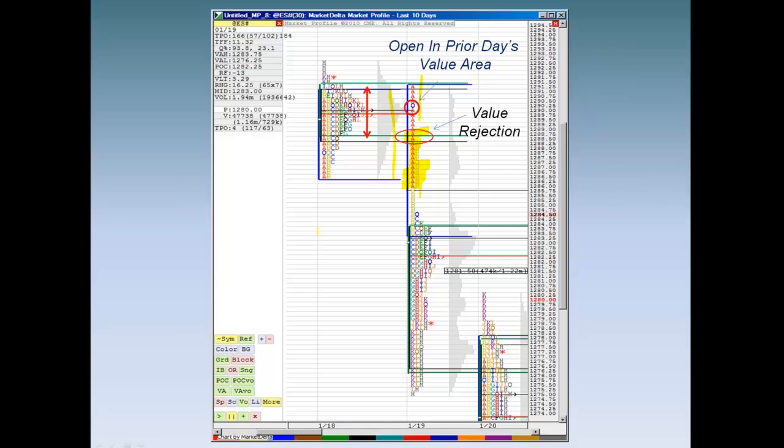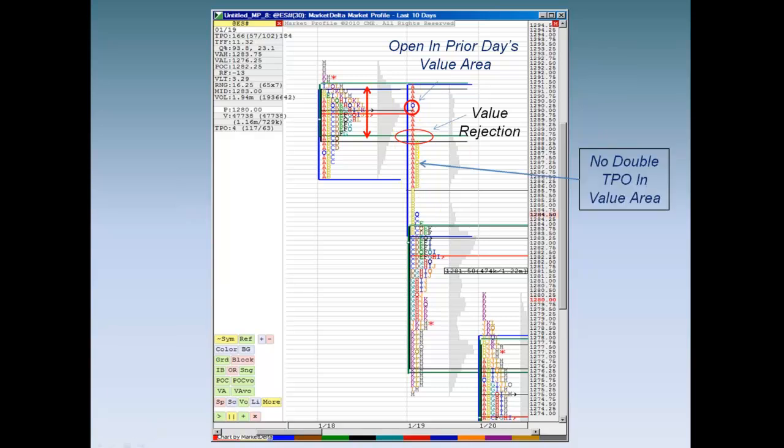So I have all the indications confirming to me that we've rejected this value area, and we're moving outside this value, and we are going to move to a new value area. There is opportunity in the market, and if I can read this correctly and early, I can move with it and benefit from the move as it begins to develop.